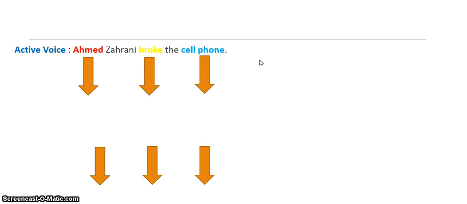Now, in active voice, we will say, Ahmed Zahrani broke the cell phone. Where Ahmed Zahrani is the subject, broke is the verb, and cell phone is the object. Now see here, we will say the same thing but using the passive voice. If you see this example, subject S, then verb V, action broke, and cell phone, object. SVO.